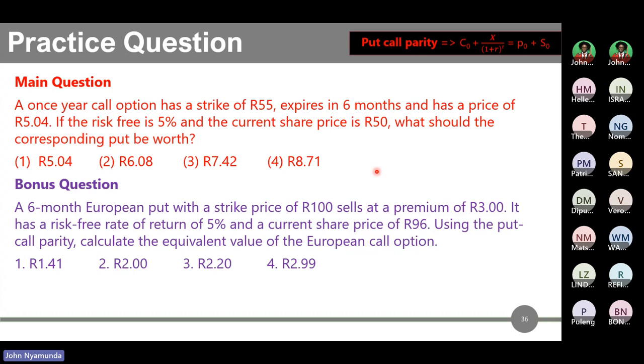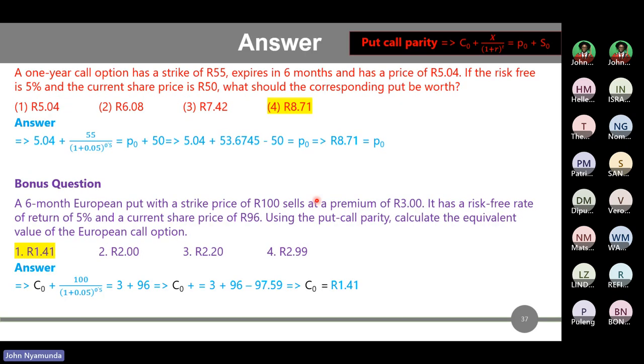Okay, so what I will do, ladies and gentlemen, I'll quickly show this next slide so that the answer is on the recording, so that we have an answer, and then I'll go back to this slide. The correct answer is 8.71. So now what do we do there?